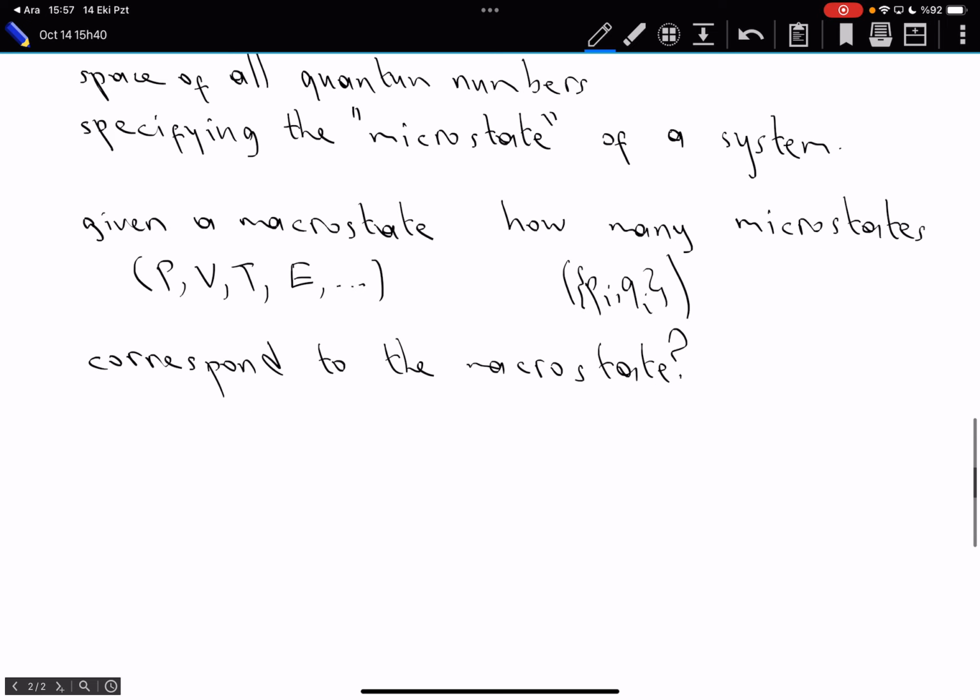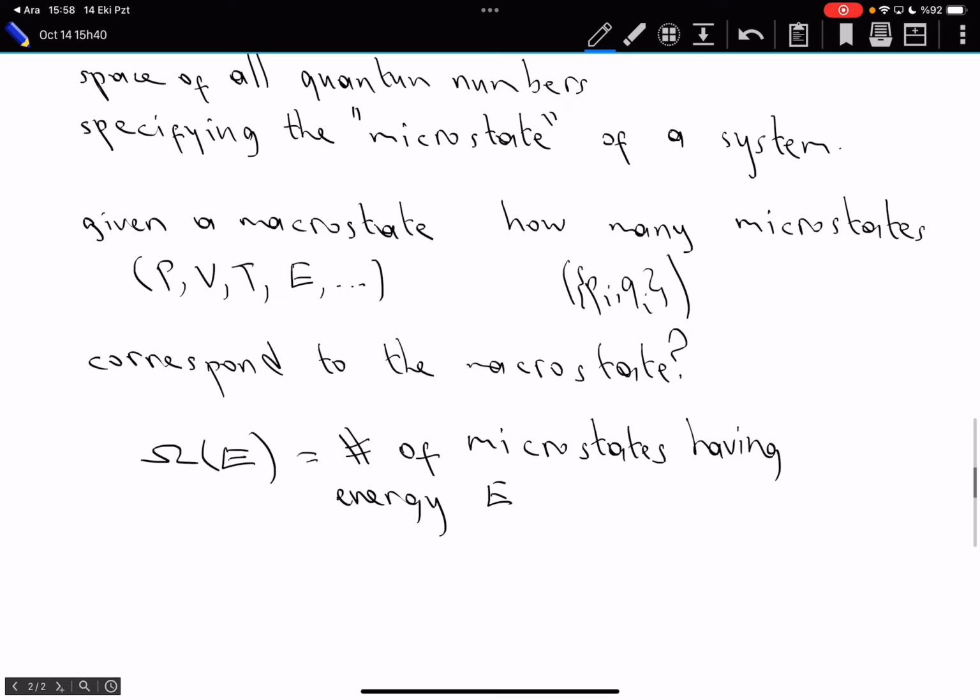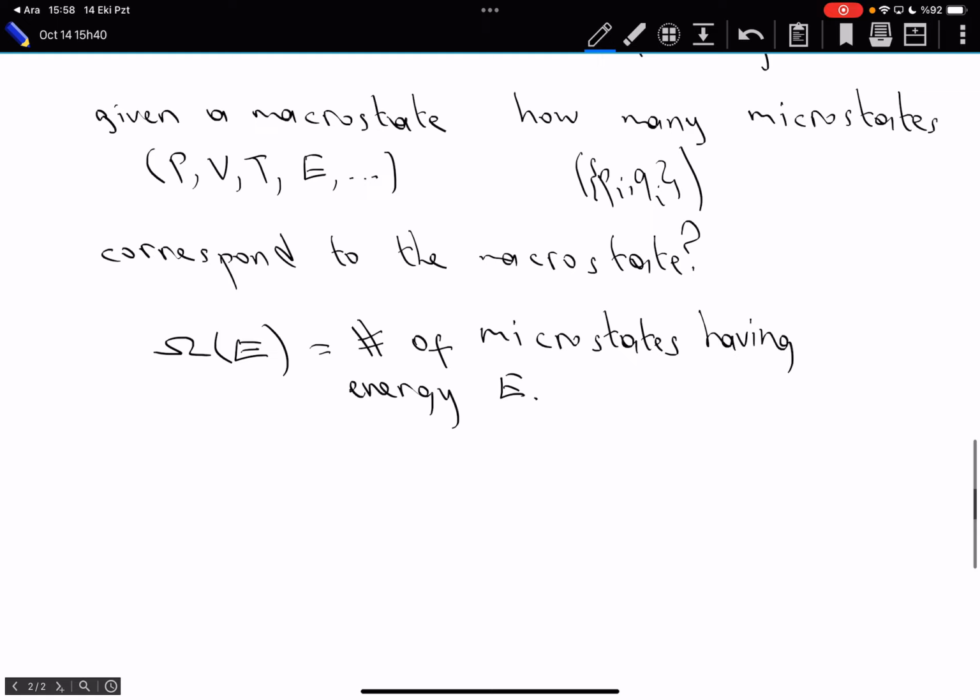Now, we won't be changing all the parameters in the macrostate, but let's start by saying we only have a single variable. We have chosen our system. The pressure is fixed, the volume is fixed. So let's look at the energy. How does this number change with the energy? So I will define this quantity: this is the number of microstates having energy E. Now we will be calculating this number for the ideal gas.